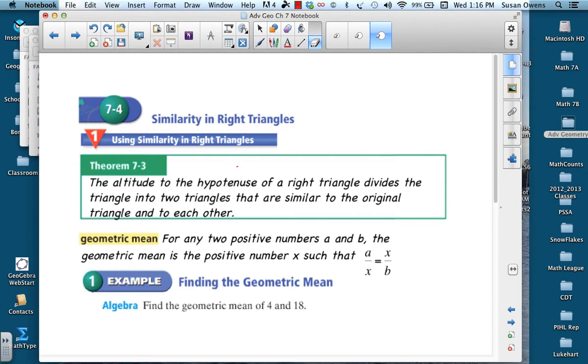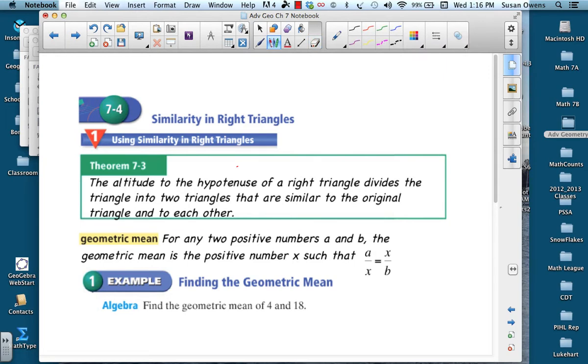geometric mean. So like I mentioned in class, everything that we've been calling mean that we normally think of as the average is really the arithmetic mean, and we are going to learn geometric mean today. And then we're also going to learn harmonic mean. So there are several different types of means.